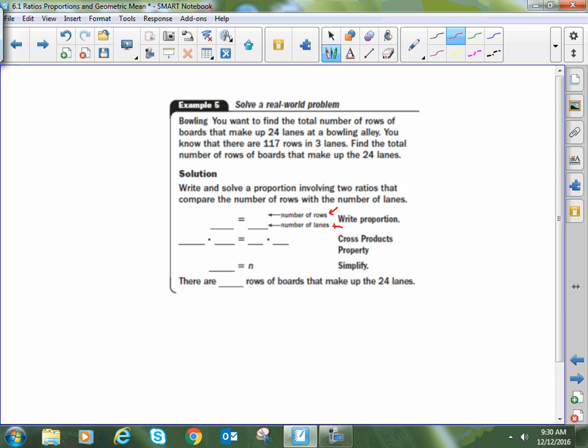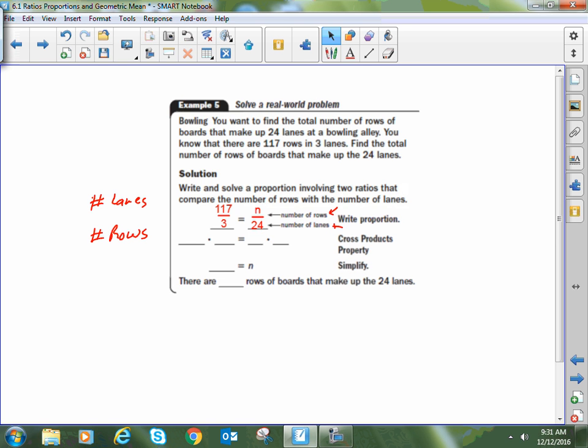Now, that's not the only way that you could set it up. I could very much say the number of lanes compared to the number of rows. It's just that however I set up my first ratio, the second ratio has to be set up using the corresponding values or the corresponding parts.